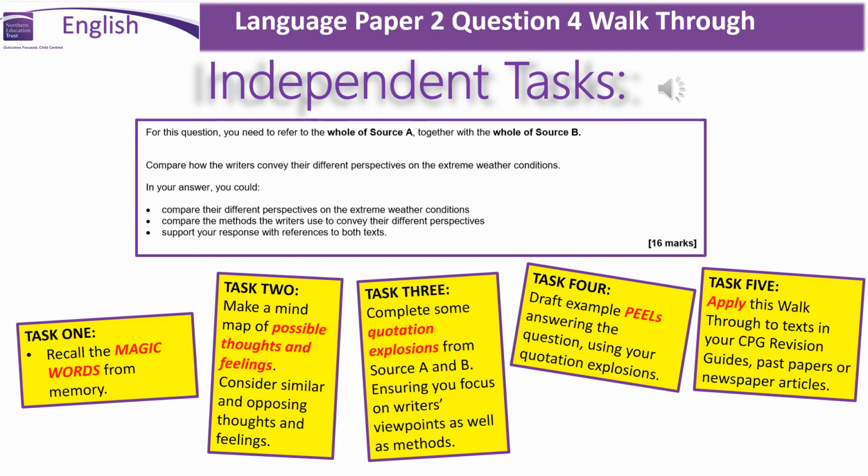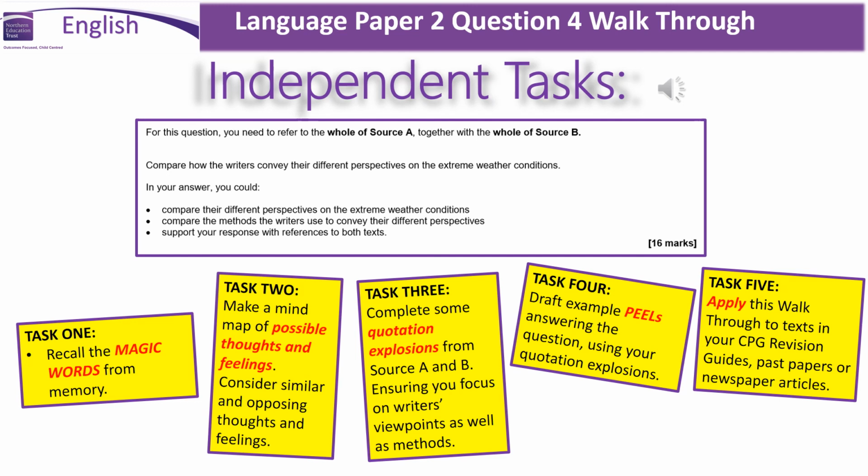But what can you be doing independently to improve your responses for this question? Task 1. Quickly recall the magic words from memory. Task 2. Make a mind map of possible thoughts and feelings. Consider similar and opposing thoughts and feelings that a writer might have. And again, please use your recipe book for this. Task 3.